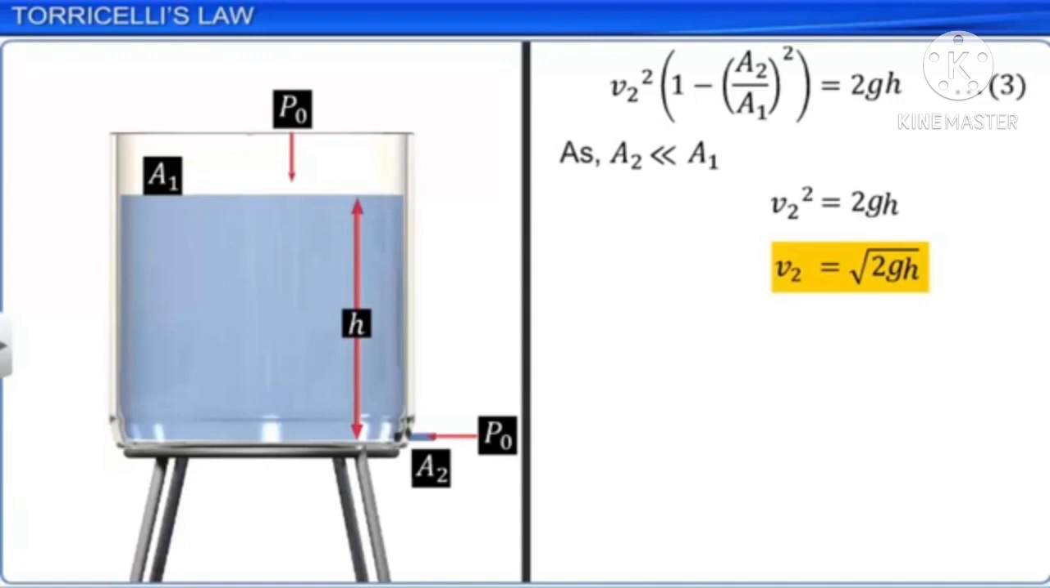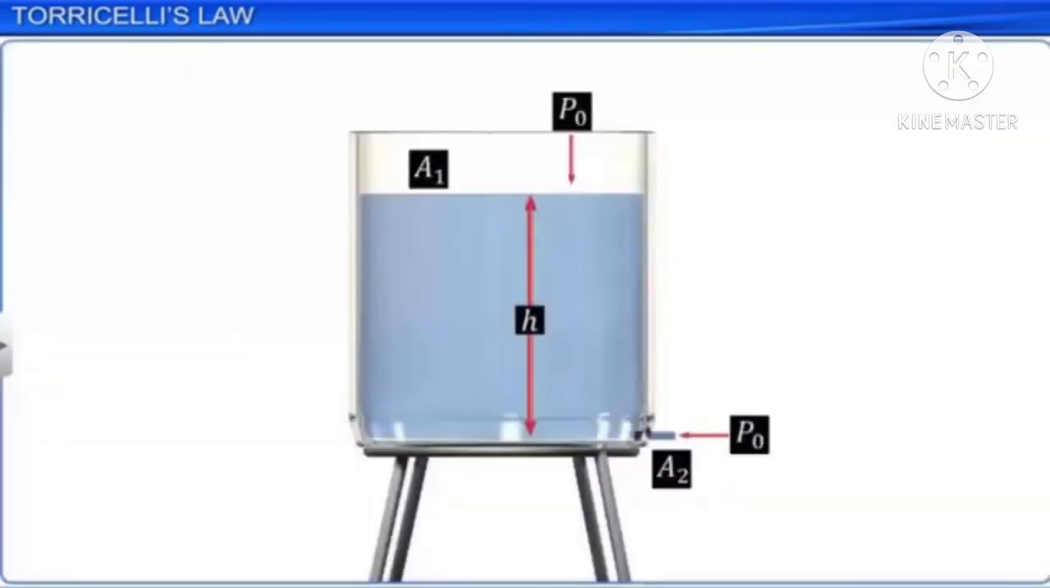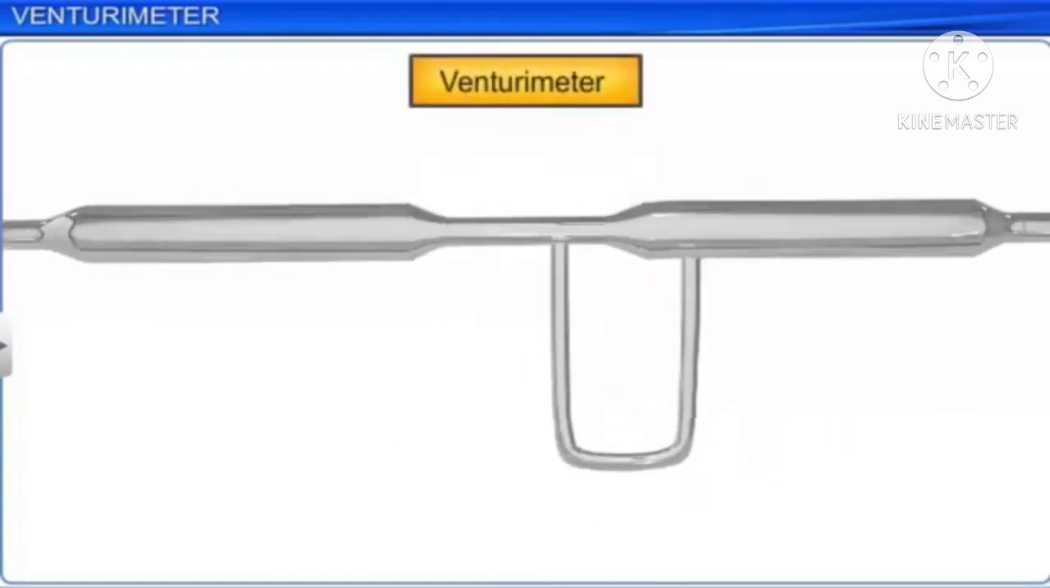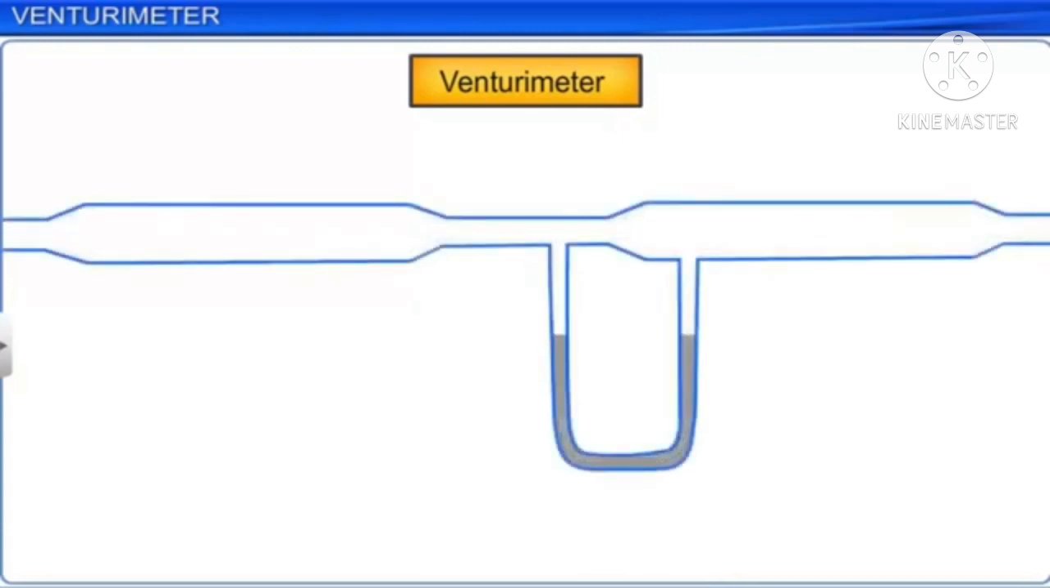The velocity of efflux is maximum when the depth of the orifice is at a maximum vertical distance from the free surface of the liquid, as V is proportional to root H. A Venturimeter is used to measure the speed at which an incompressible fluid flows. It was developed by an Italian physicist, G.B. Venturi. A Venturimeter is based on Bernoulli's principle.